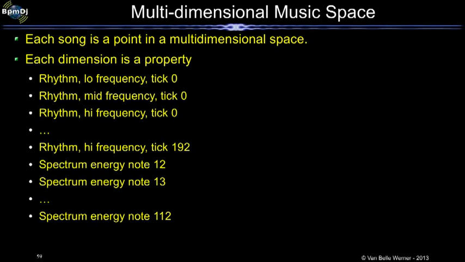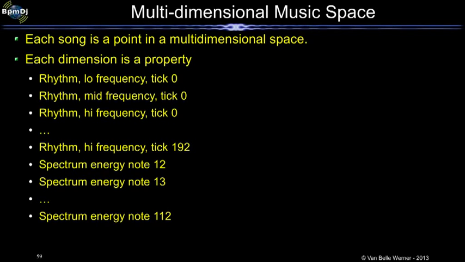Dimension 1152 could be the energy of the spectrum for note 12. The next dimension, the energy of the spectrum for note 13, and so on. Depending on the number of properties, we thus have a different number of dimensions. For instance, an 8000 dimensional space or a 1563 dimensional space.